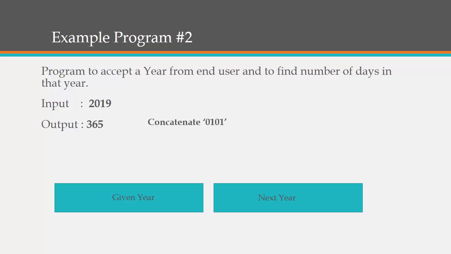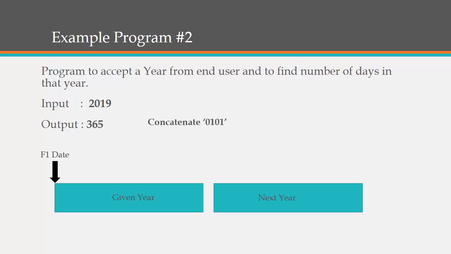So the first step that we'll be doing is we'll be concatenating 0101, that is DDMM, that is 1st of Jan. We'll be concatenating this part to our input field, that is 2019. So 1st of Jan 2019 will be the value. And if you assume the left hand side to be the start of the year, it reaches the start position of the given year, that is 1st January 2019. And we call this date F1 date.